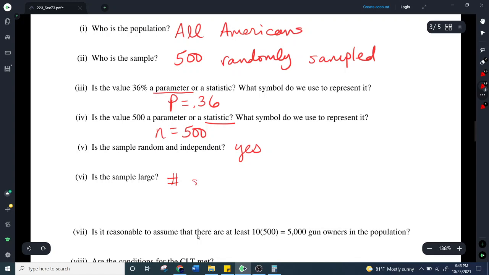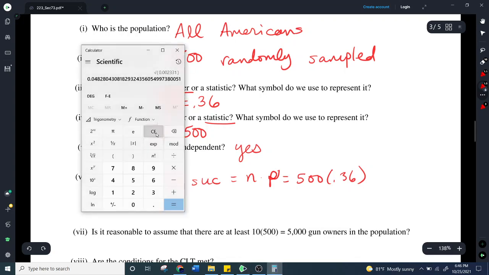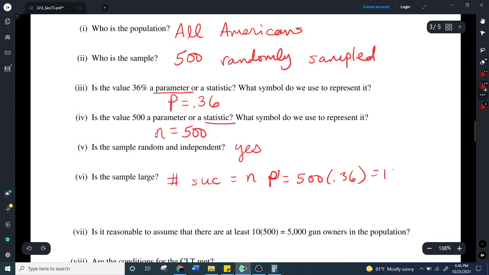The expected number of successes, remember, it's going to be n times p. So that's going to be 500 times the 36%. And I can calculate that number. I'm not sure what it is here. Let's do it. 36% of 500 gives me a value of 180.